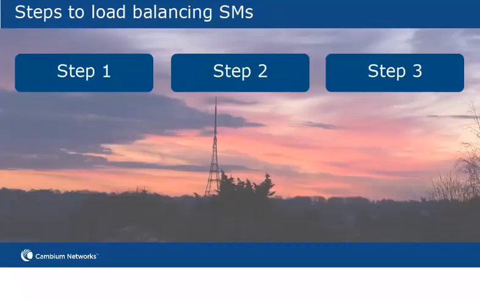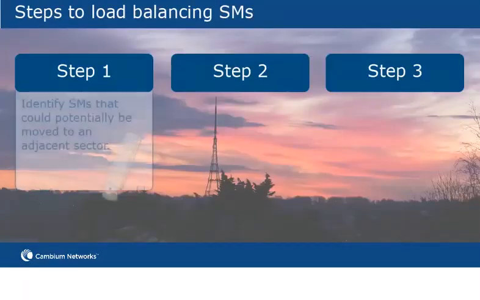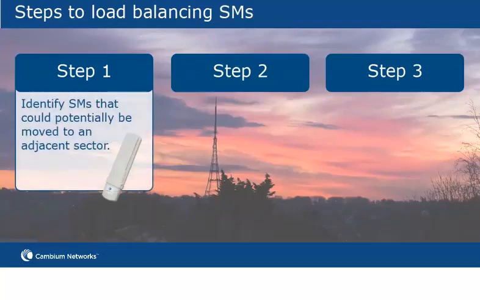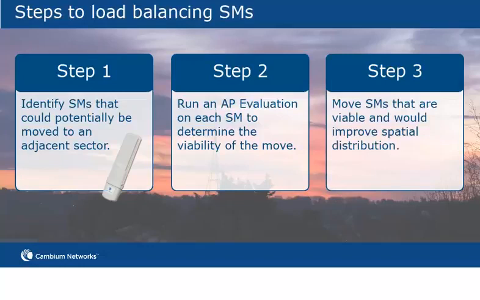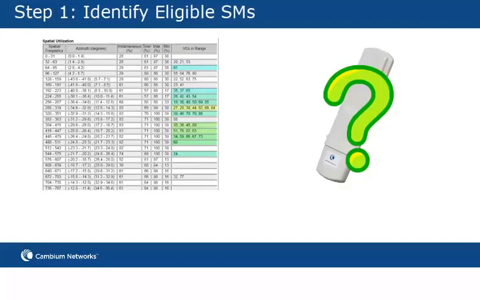There are 3 steps to load balancing SMs. Step 1. Identify SMs that could potentially be moved to an adjacent sector. Step 2. Run an AP evaluation on each SM to determine the viability of the move. Step 3. Move SMs that are viable and would improve spatial distribution. So how do you identify eligible SMs?